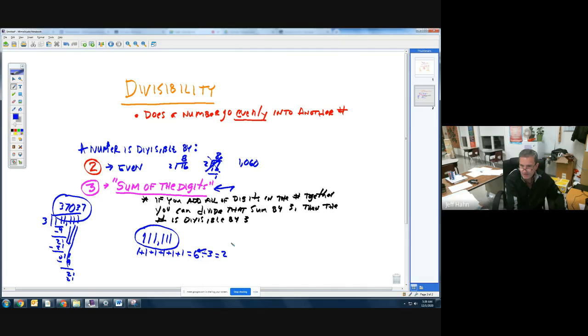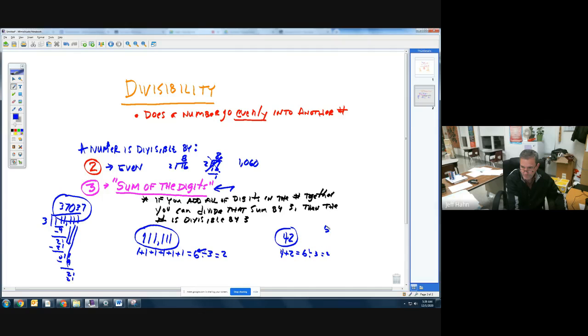Let's just do an easy one. How about, does 3 go into 42? So if we do the sum of the digits rule, we add 4 plus 2, add the digits together, I get 6. And since 3 goes into 6, I know 3 goes into 42.